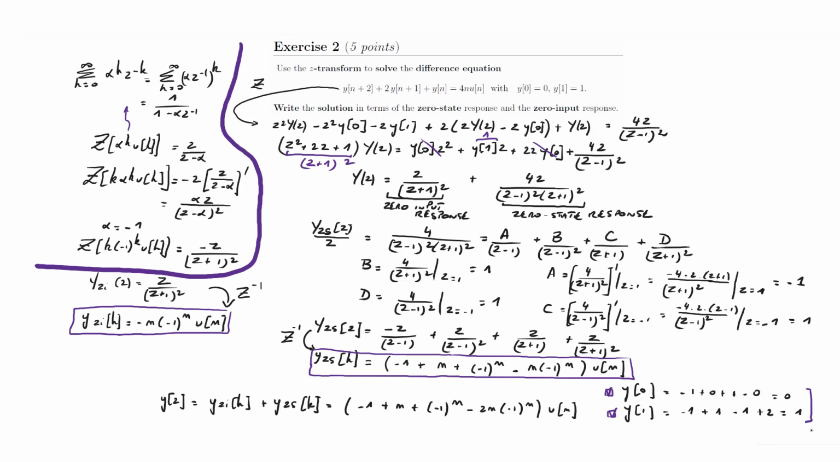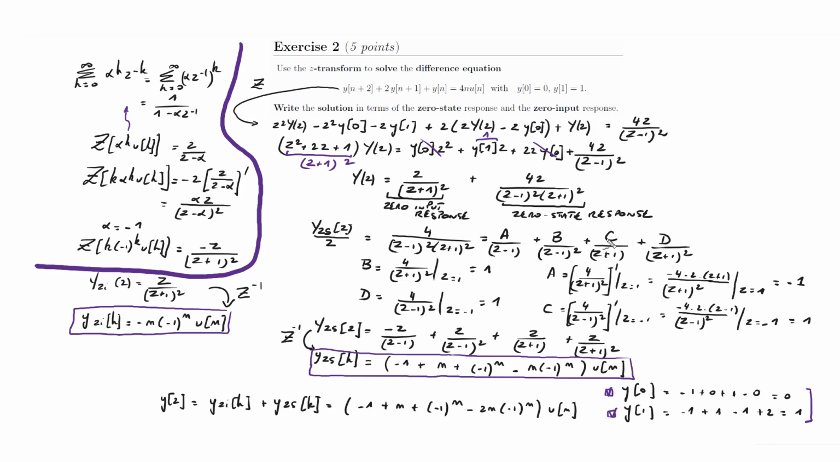Well, let us proceed with the partial fraction expansion of this quantity over here. B and D are really easy to obtain. So for instance, for B, you take this one, you multiply by (Z-1)^2, you're left with this quantity, and you evaluate it at Z equal to 1. So this gives you B is equal to 1, and for D it's something very similar, and this gives us also D is equal to 1.